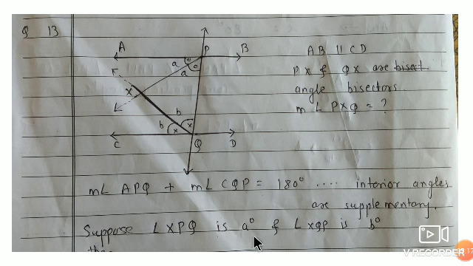So according to the given information, the measure of angle APQ plus CQP is equal to 180 degrees because interior angles are supplementary. These two lines are parallel, so these two angles are the interior angles and they are supplementary. Suppose XPQ is the angle A and XQP is the angle B. As we know that these are the two congruent angles, so we can write here A degrees, B degrees and B degrees.